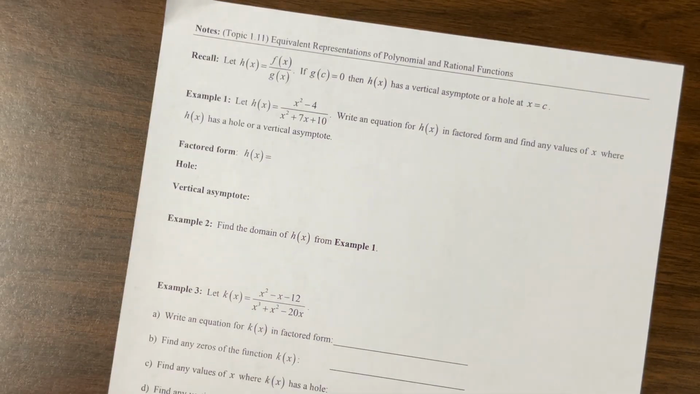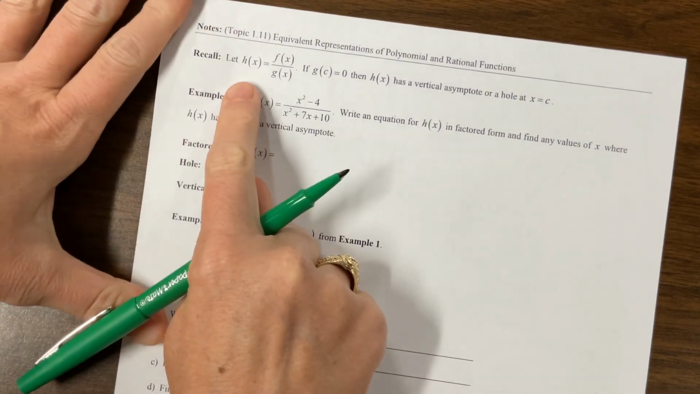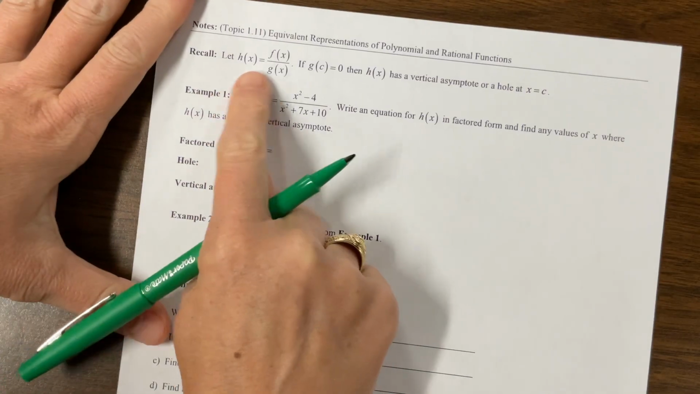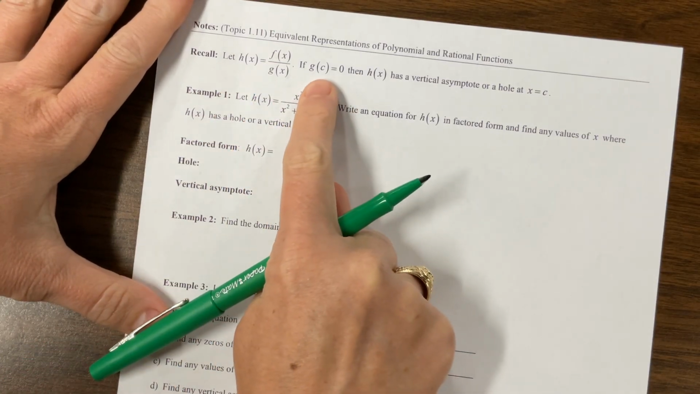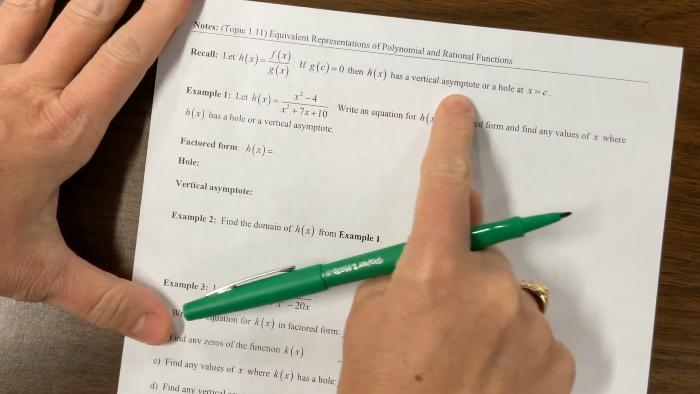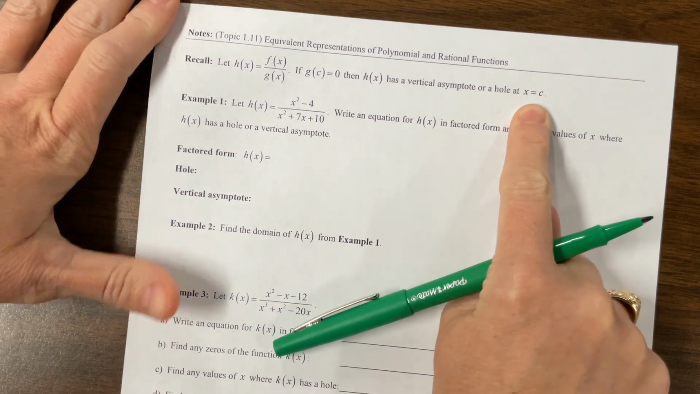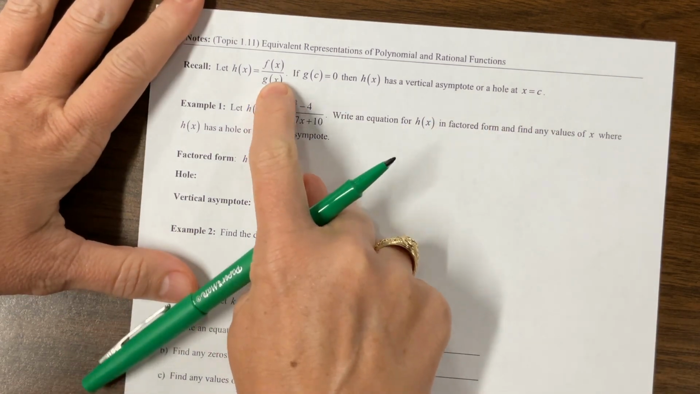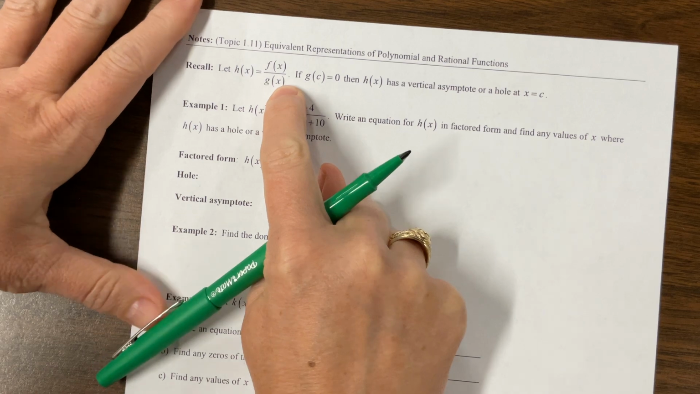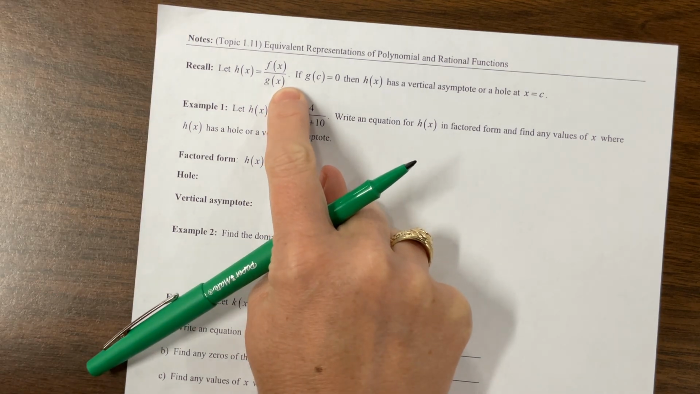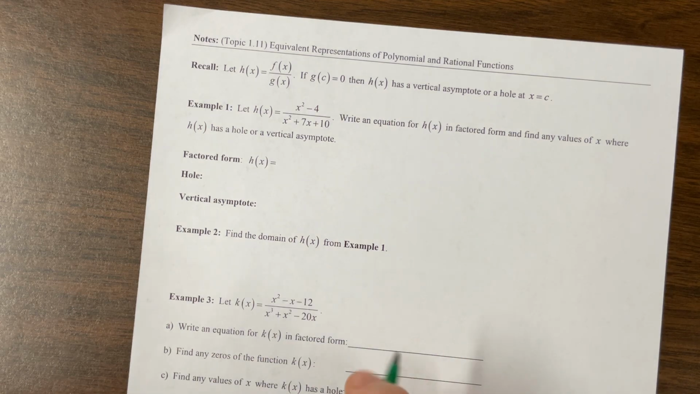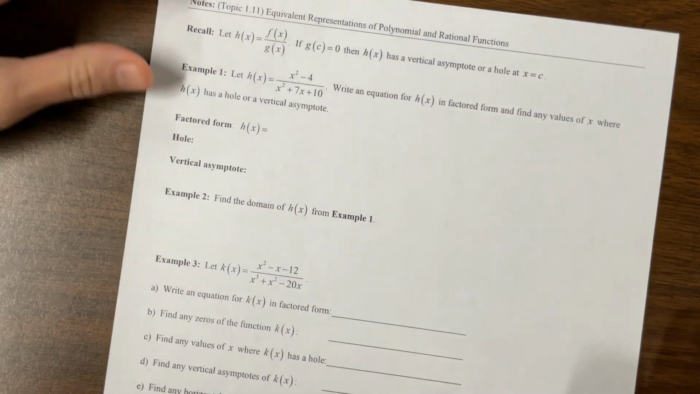All right, okay, so they're telling us that if h of x is f of x over g of x and g of c equals 0, then h of x has a vertical asymptote or a hole. If you get 0 in the denominator, you have to remove that x value from your domain because you are not Chuck Norris. You cannot divide by 0. I think that's hilarious, y'all. I still think it's funny.